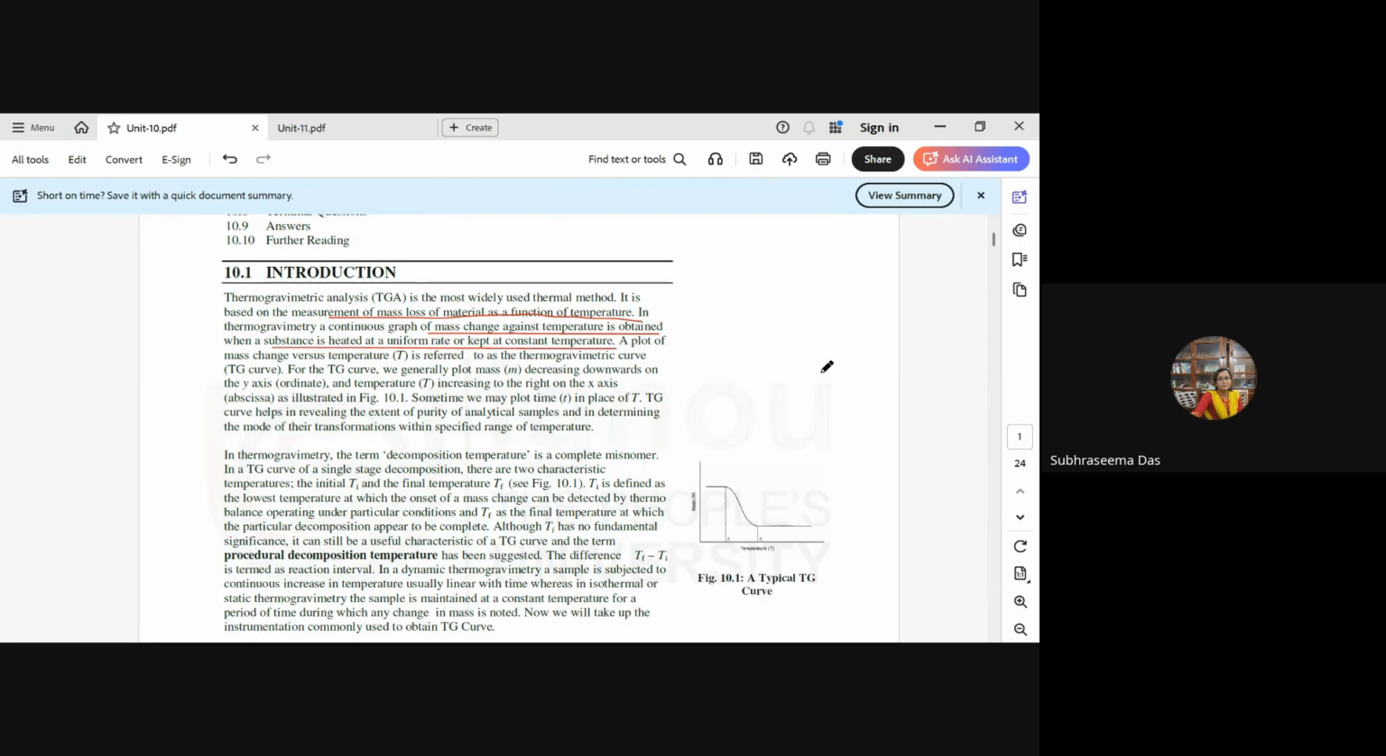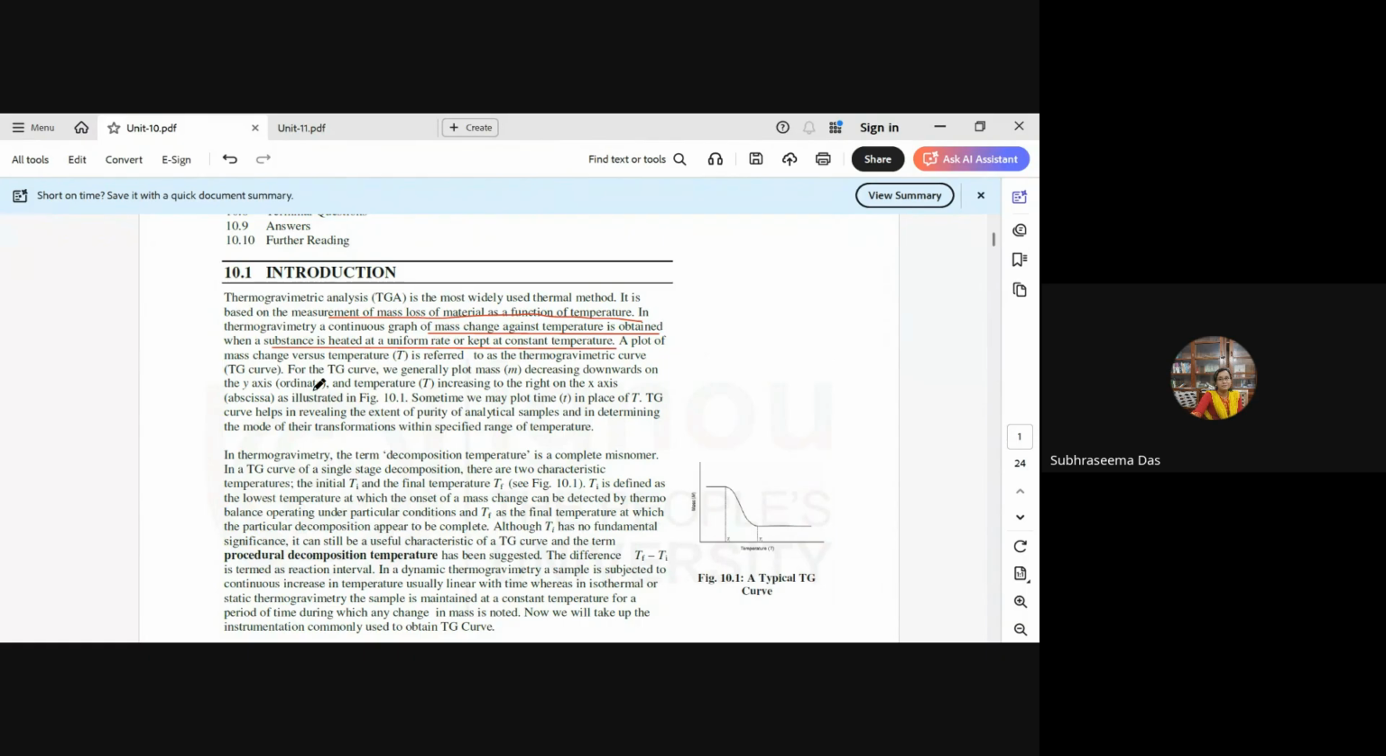This process is called thermogravimetry, which means the loss in mass upon heating, with respect to temperature. In the plot, the temperature is taken on the x-axis and the mass loss on the y-axis. An important factor here is that the temperature we keep on increasing is maintained at a uniform heating rate. The mass loss versus temperature plot gives us the TG curve, or the thermogravimetric curve.